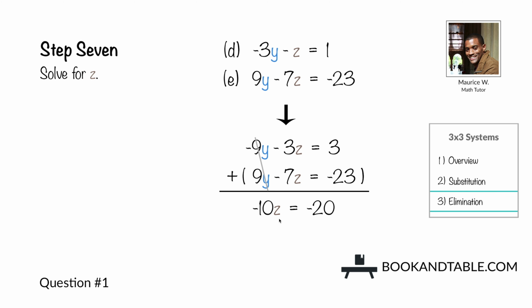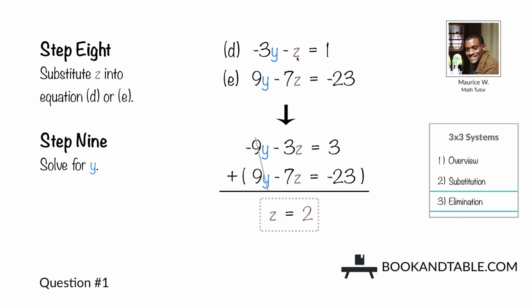And now that we've eliminated our y variable, we just have z. So step 7 is to solve for z. So we'll divide both sides by -10, showing us that z is equal to -20 divided by -10, which is +2. And now that we've found z, we can substitute z into equation D here, or equation E here, and then step 9 will be to solve for y.